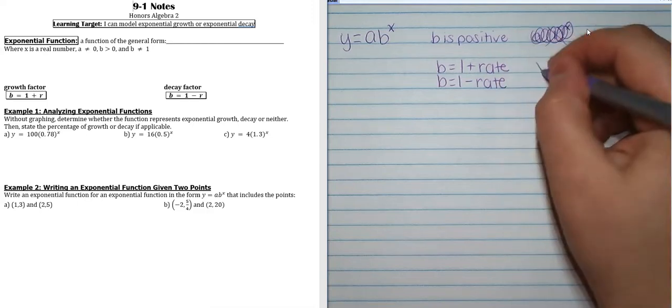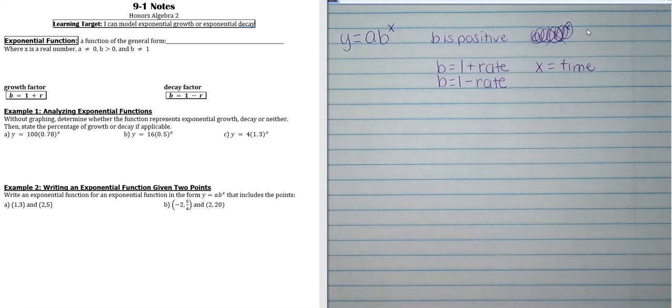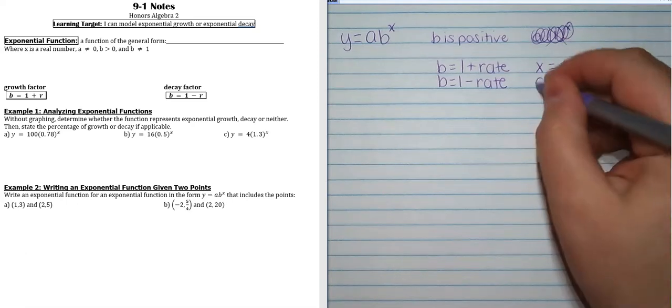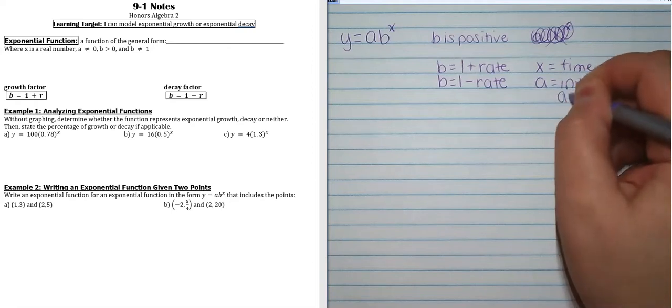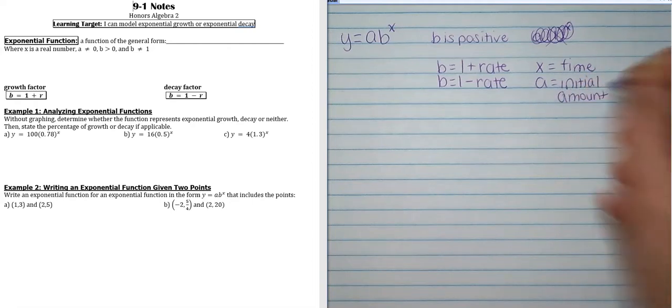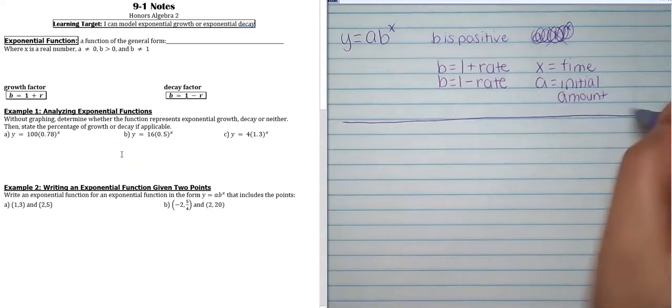When you're looking at this question, x is going to be time for a general exponential, and a is going to be an initial amount. And those terms apply a little bit more to working with word problems, and we're going to start out with just some basic algebra here. All right, now, what I have in example 1, so let's just move this out of the way.